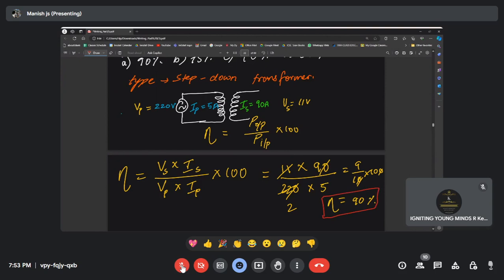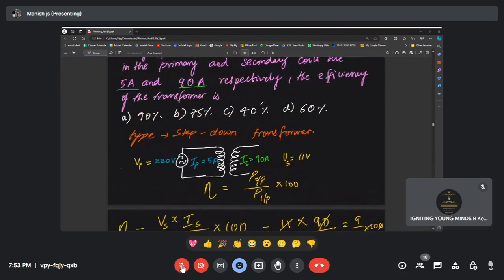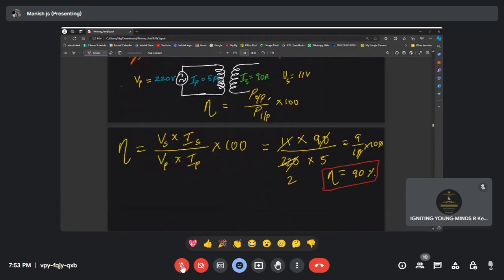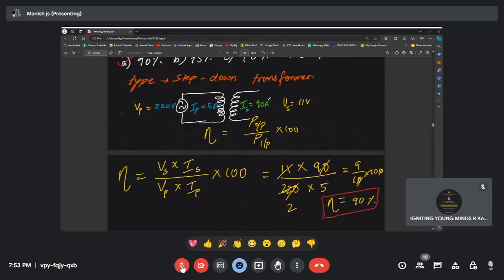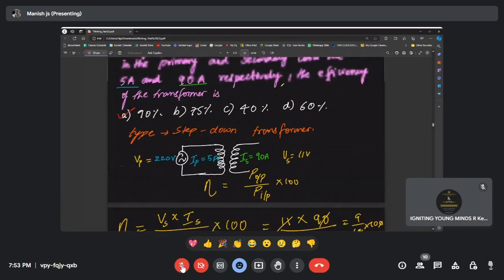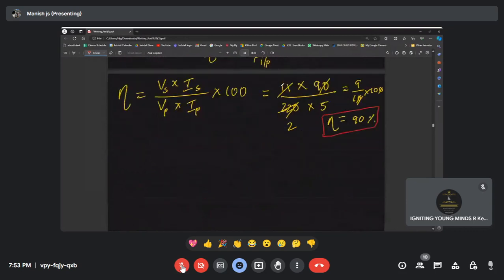That's it. So when you have a question like this, try to illustrate it. You draw the circuit and then you try to interpret the data. That is very, very important. First thing is understanding the question, draw the circuit and interpret the data from it, and then you go for solving. You will get the answer. So here the answer is option A, which is 90%. The efficiency of this step down transformer is 90%. That's how you solve this type of question, wherein you have the data, you interpret the data, and then you go for solving it. Now we'll move on to the next one. I hope this question is clear to all of you.